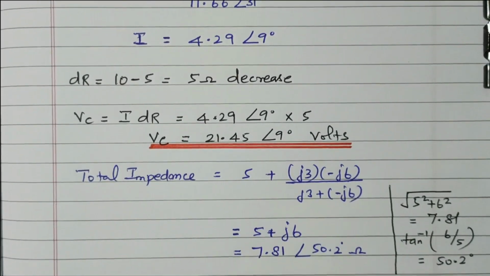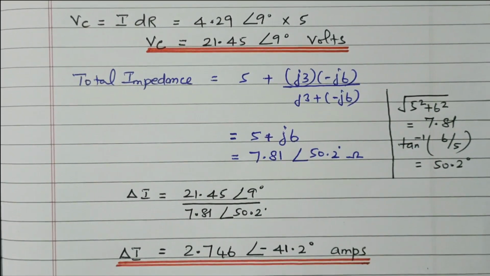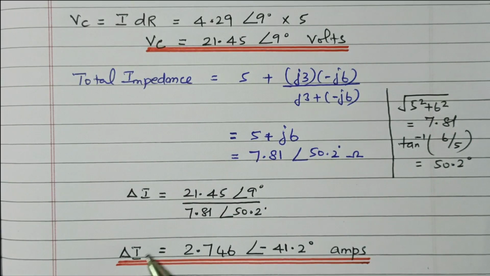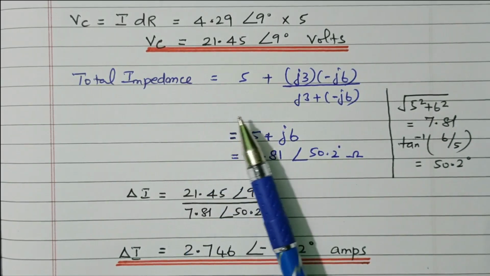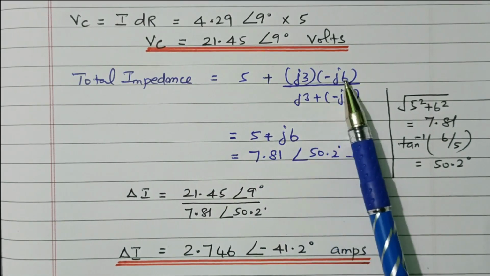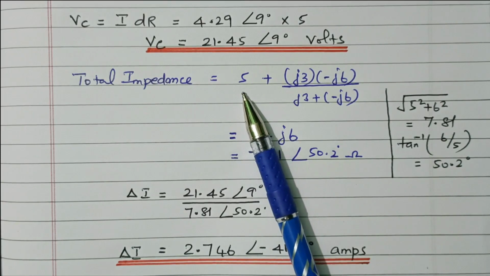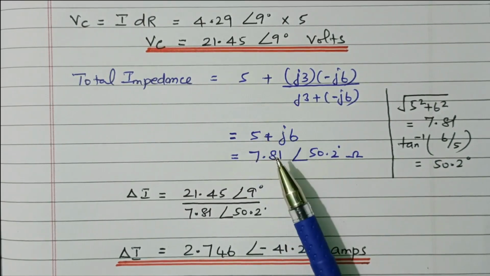One more parameter is asked. We need to find the change in current. How to find the change in current? You have to refer to the second diagram. That is, the 10 ohm is changed to a 5 ohm resistor. We already discussed, so this inductor and capacitor are connected in parallel. That is connected with the 5 ohm resistor. In the original circuit there is a 10 ohm resistor. Now it is changed to a 5 ohm resistor.